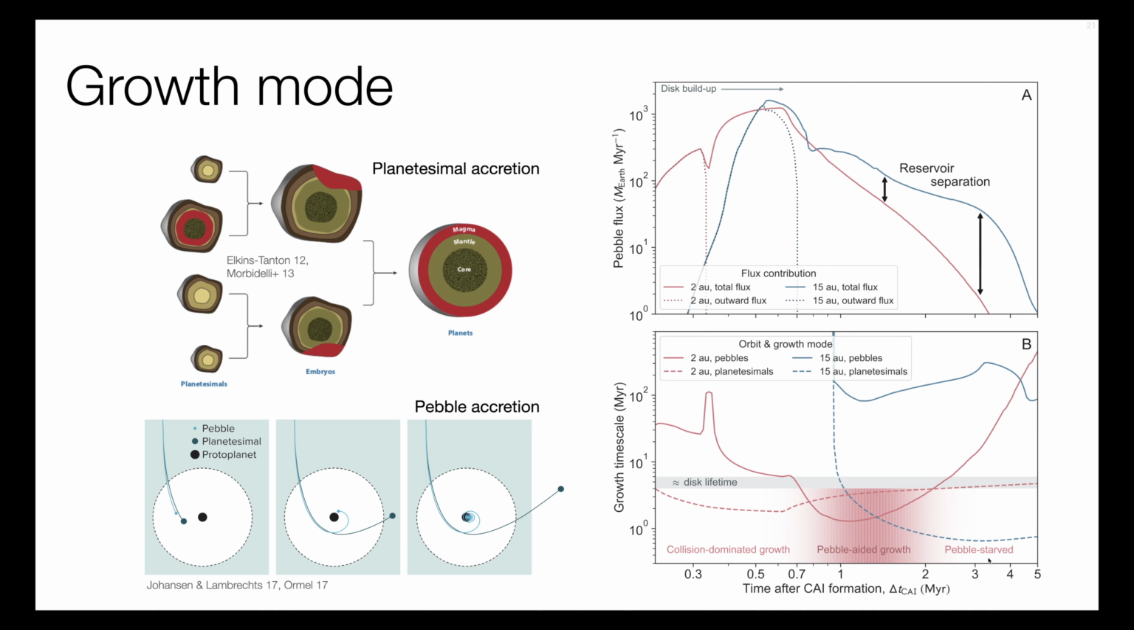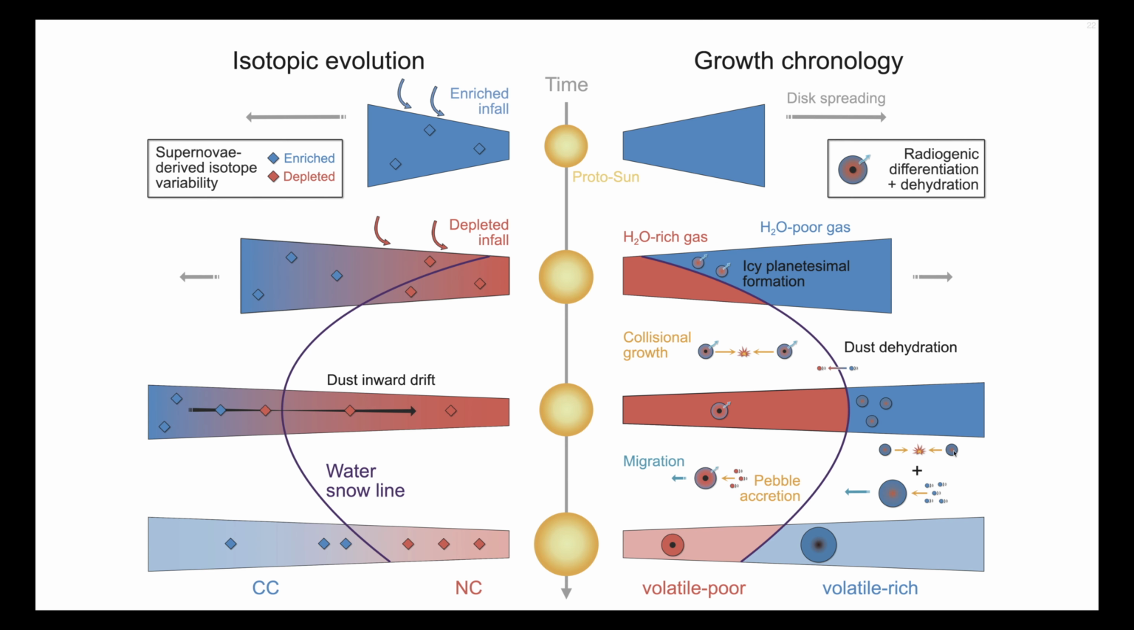This is because the pebble flux in the inner solar system is substantially decreased by up to 2 orders of magnitude toward the end phases of the disk lifetime. This illustration summarizes the scenario of early solar system accretion that we derive from our simulations. During the infall phase, the disk grows from the surrounding molecular cloud. The initial infall is enriched in supernova-derived isotopes but transitions to a depleted composition. The snowline moves first outward, then inward again.